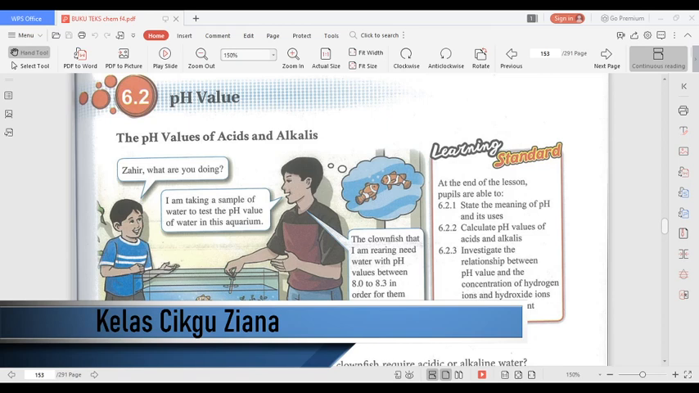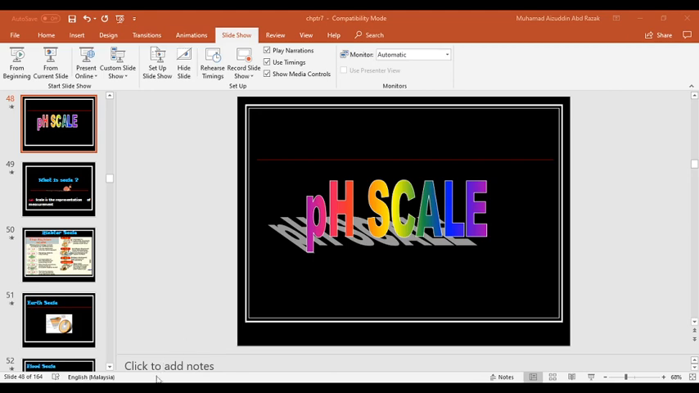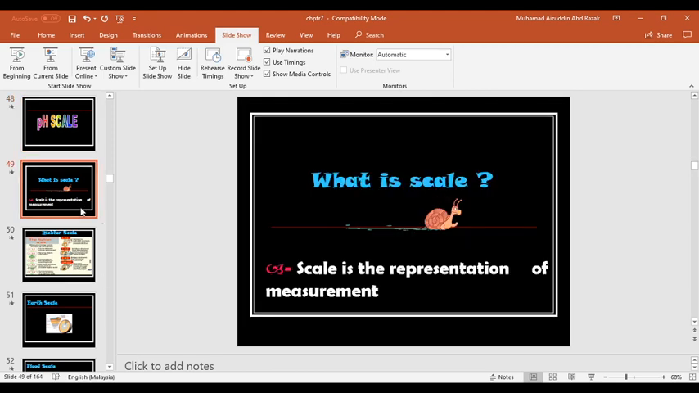Okay, so hari ini pH value. Sebelum saya masuk kepada pH value, let's look at what the pH value actually is. Selalunya dalam kehidupan seharian, kita ada skala yang digunakan untuk menunjukkan sesuatu tahap. Scale is the representation of the measurement.